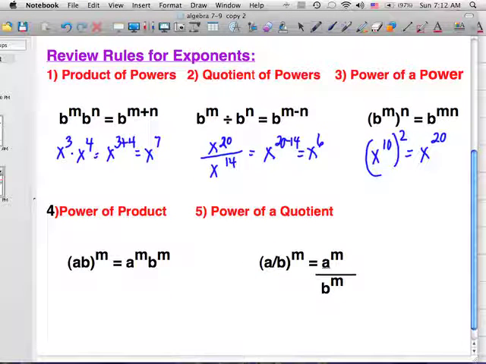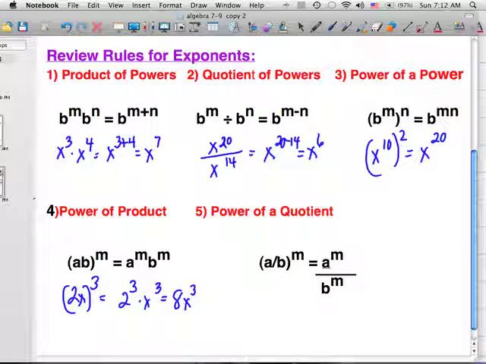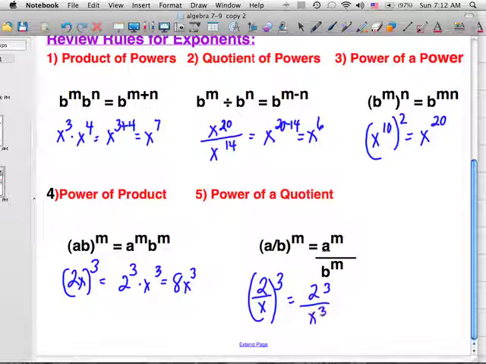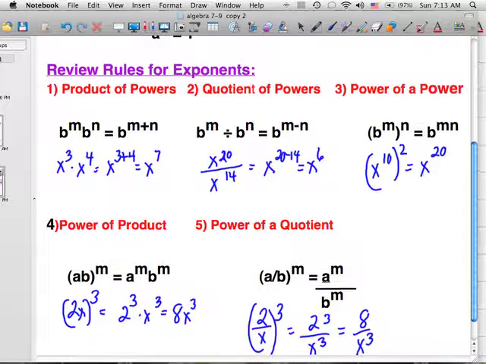If I have a power of a product like 2x to the third power, the 2 is taken to the third power and the x is taken to the third power, so that's 8x cubed. And the last one, if I have a fraction taken to a power, such as 2 over x to the third power, that's 2 to the third power over x to the third power, which is 8 over x cubed. So we're going to be using all these facts as we do the assignment.